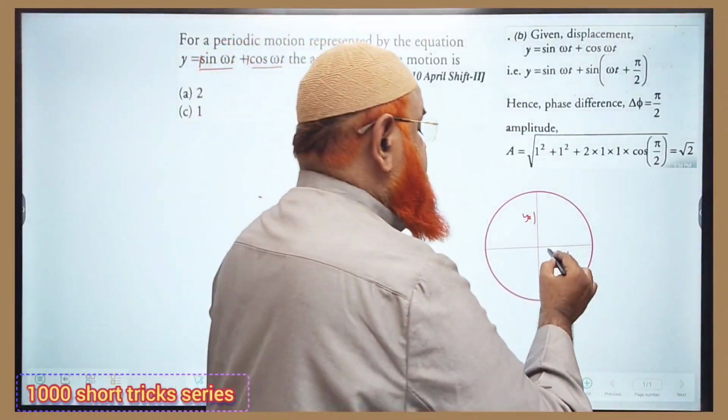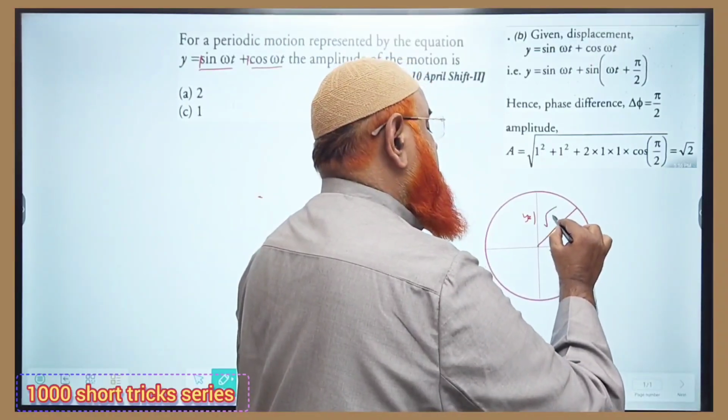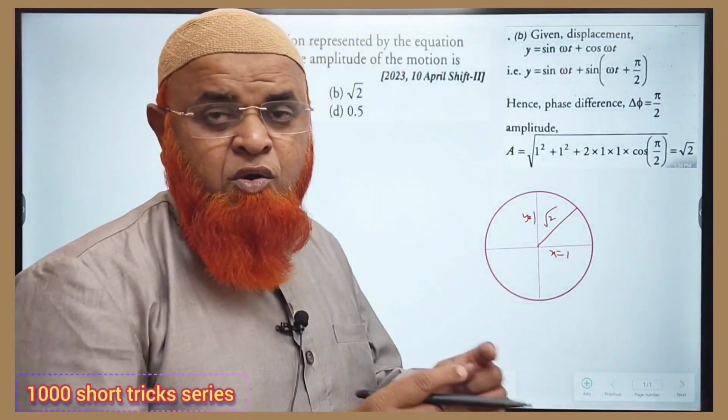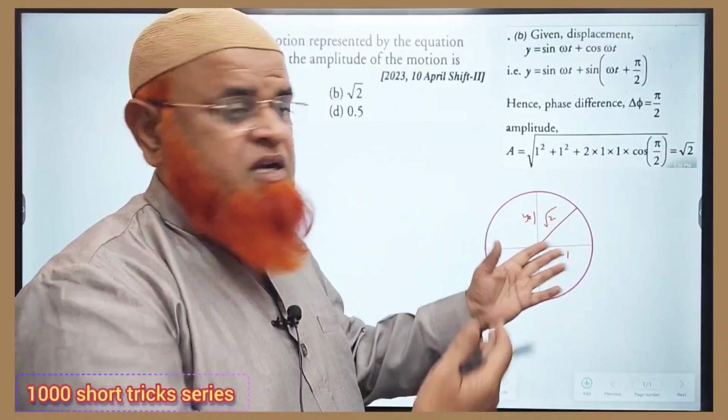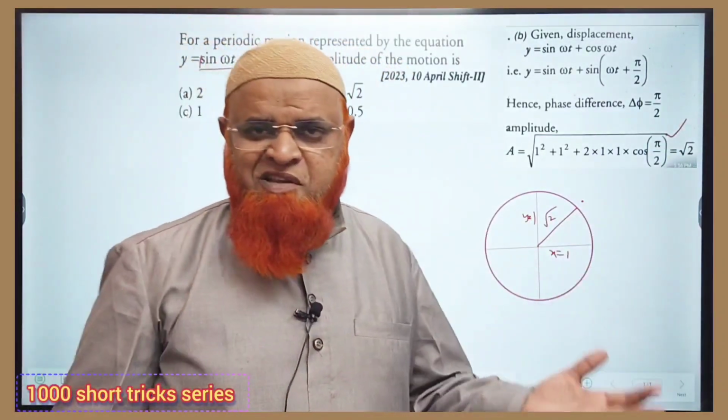If these two are 1 and 1, then the resultant is going to be root 2. Your answer is ready. Without pen and paper also you can solve this problem.